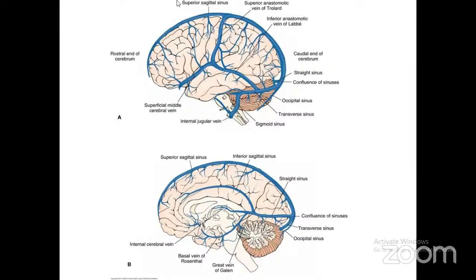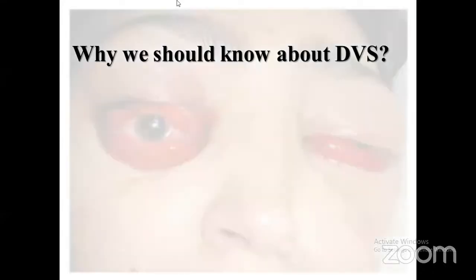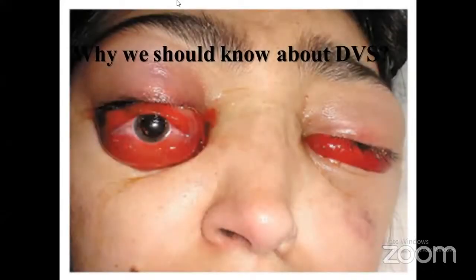You can have a brief glimpse of the dural venous sinus here. As you can see, it is surrounding the cerebrum and cerebellum and brainstem, that is, surrounding the brain. And why should we know about these dural venous sinuses? Imagine a patient coming like this. This could be one of the signs and symptoms of cavernous sinus thrombosis, which is one of the important dural venous sinuses.